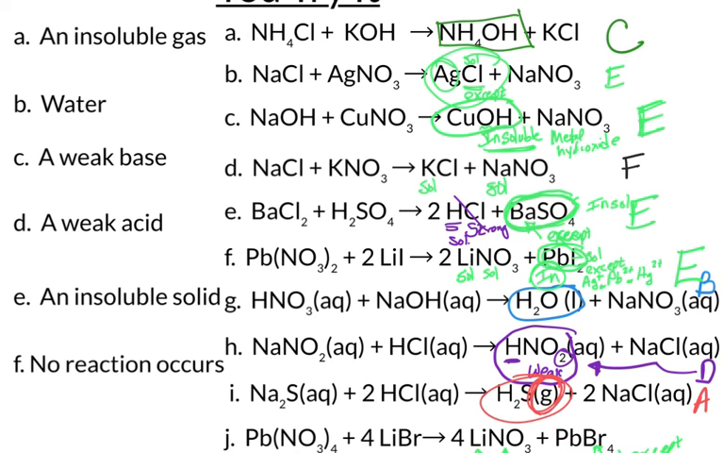In this case, we have lead 4. We do not have lead 2. So this one is not insoluble. It is a soluble solid, and so that says that both of the products are soluble, and that means that this reaction does not go to completion or no reaction occurs, and the answer will be F. I hope you were able to do all of those.